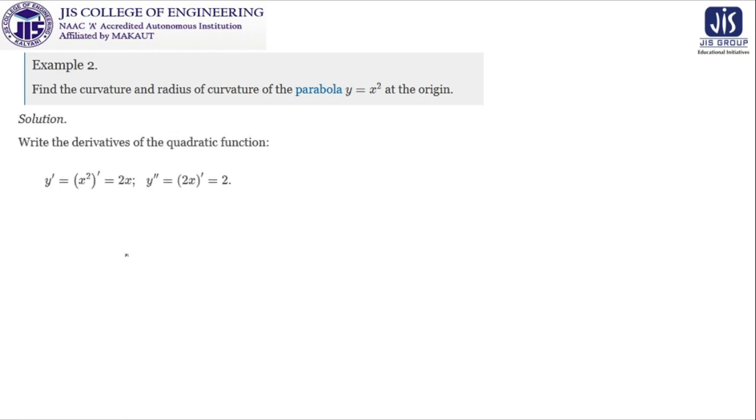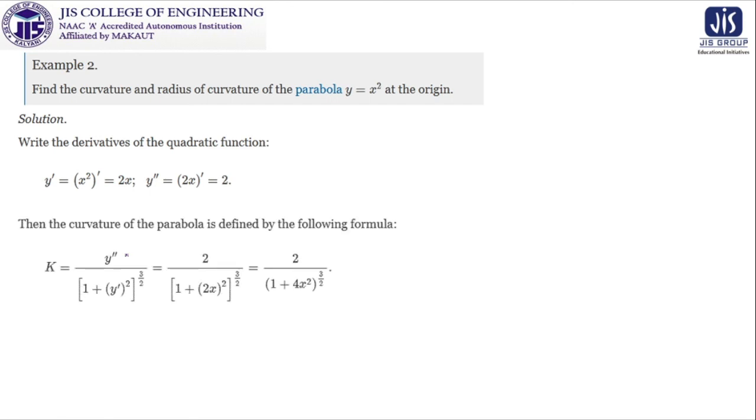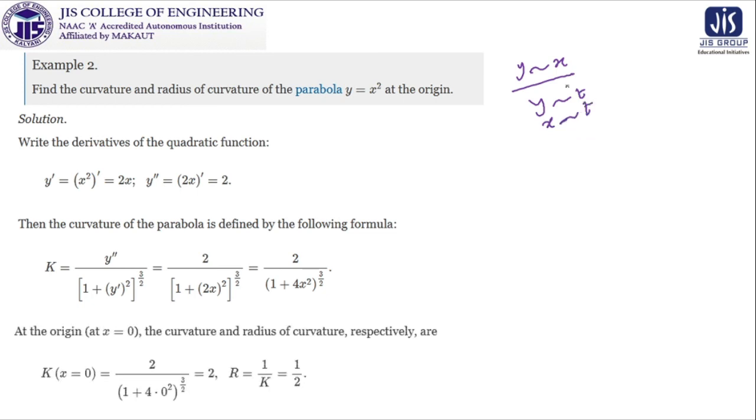What we see is y equal to x square is given, so y dash, the differentiation of x square, is 2x, and the double differentiation is 2. But the difference between this problem and the previous problem is that the previous problem was in parametric form. This is not in parametric form, it is having y in relationship with x. We are not having y with t and x with t.